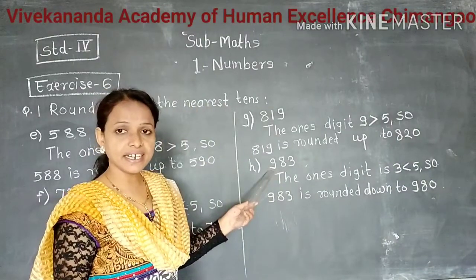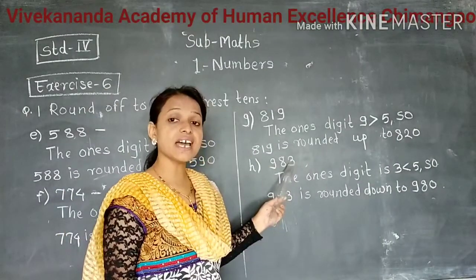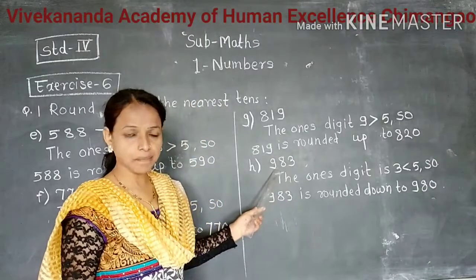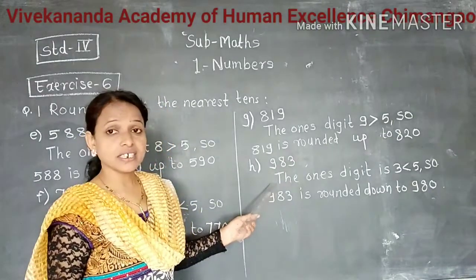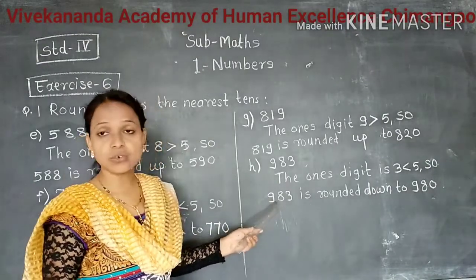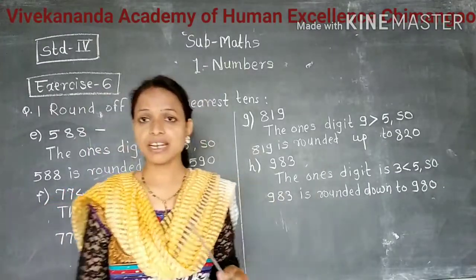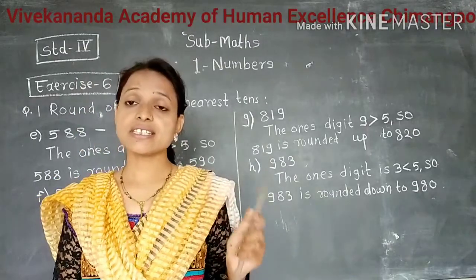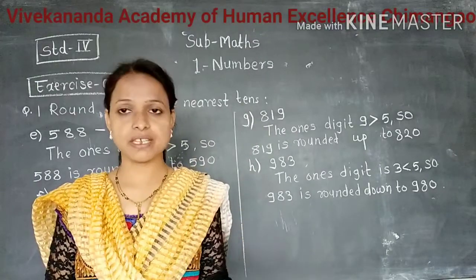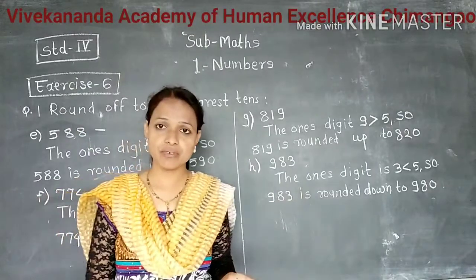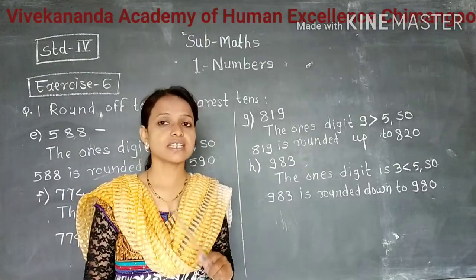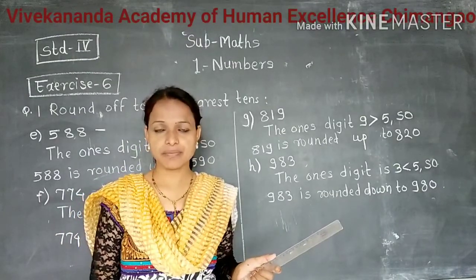Next number, 983. Here the ones digit is 3, which is less than 5. So the ones digit is replaced by 0 and the remaining keeps the same. So what is your answer? The ones digit 3 is less than 5. So 983 is rounded down to 980. So remember that if the ones digit is less than 5, then the ones digit is replaced by 0 and the remaining keeps the same. And if the ones digit is equal to or greater than 5, the ones digit is replaced by 0 and the tens digit is increased by 1 and the remaining keeps the same.